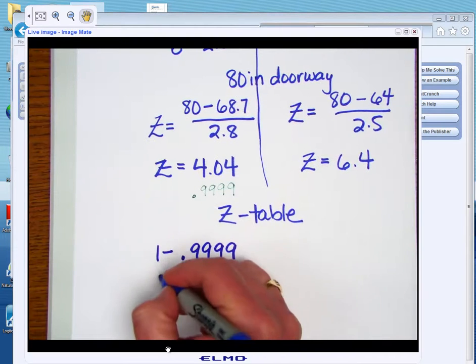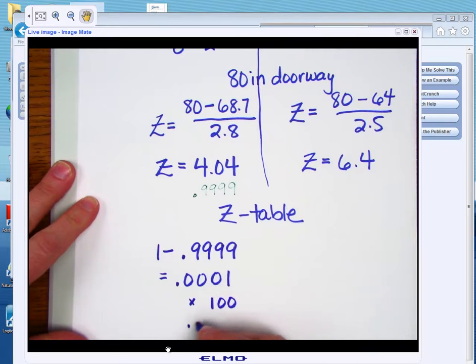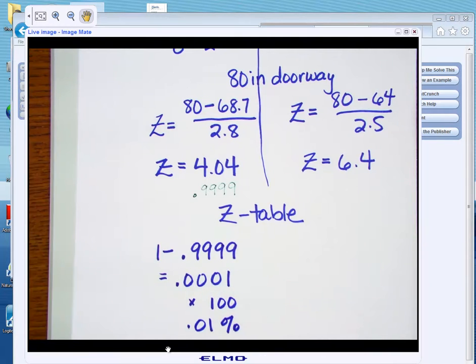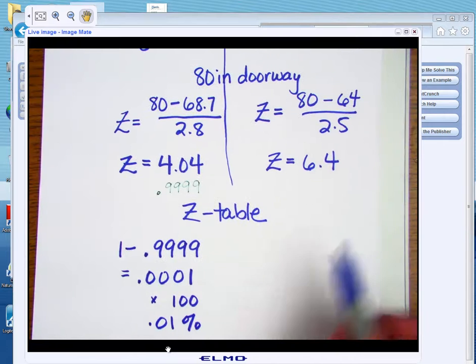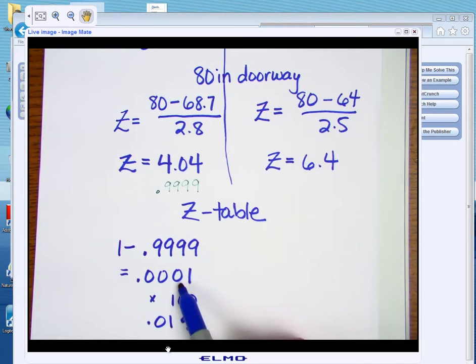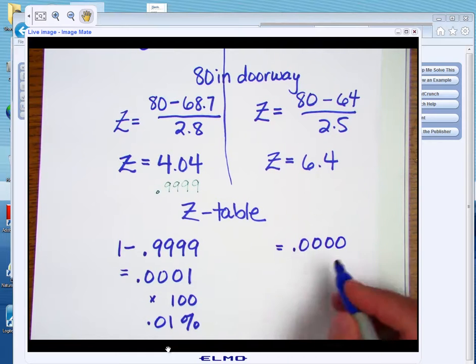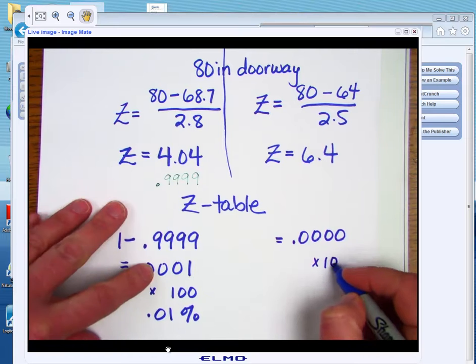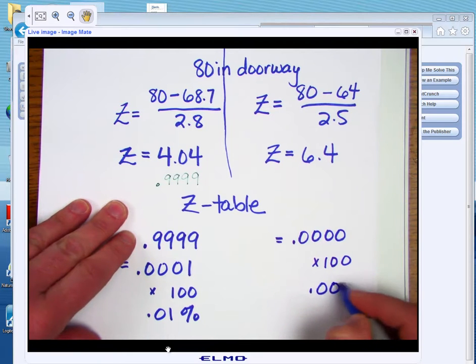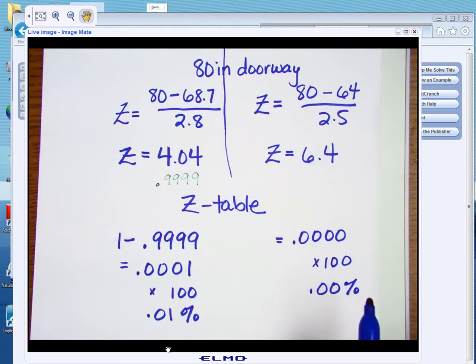0.0001. But now it asks me for a percentage. So whenever I have a number and I want to convert it to a percentage, I must multiply that by 100. So I get 0.01%. And now notice over here that this value is even larger. If this is already at 0.0001, the probability here is going to essentially be 0. It's going to be even smaller than that. So multiply that by 100, and I would get 0.00%. Essentially, 0% of women will be too tall to fit through the doorway. So that is the first part.